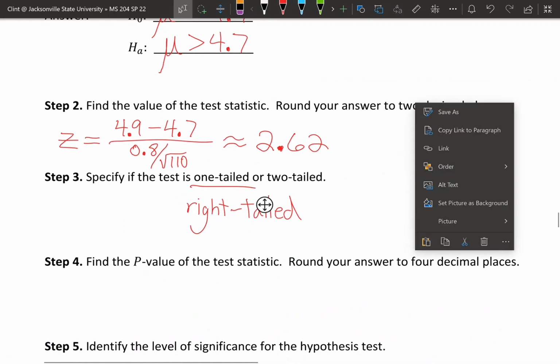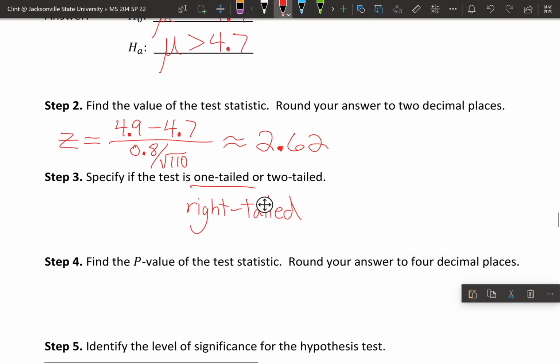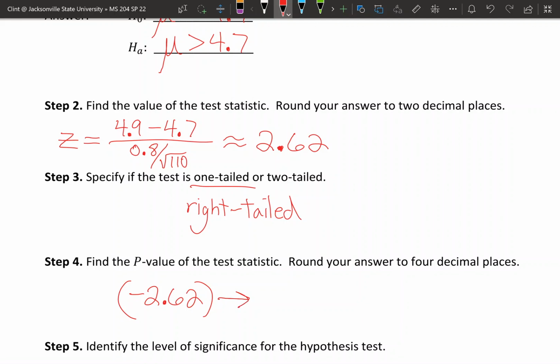So for my p-value, I'm going to look up the opposite. I'm going to look up negative 2.62. If I look up negative 2.62, I get 0.0044.